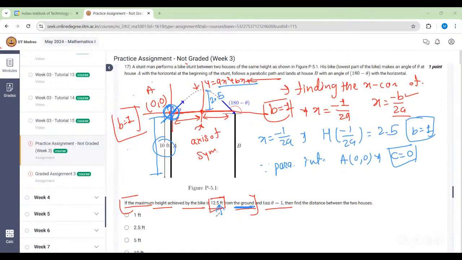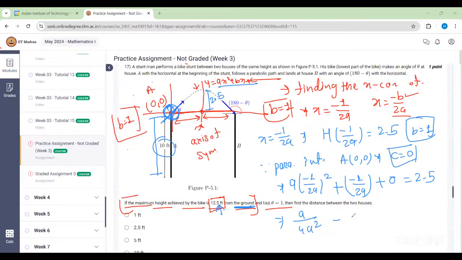So we use this information that h of minus 1 by 2a is 2.5. If I substitute in place of x minus 1 by 2a, I'll get the answer for a. So it means a of minus 1 by 2a the whole square, the value of b is 1, so plus minus 1 by 2a, and the value of c is 0, so plus 0 is 2.5. Now if we solve this expression, what will we get? I'll get a by 4a square minus 1 by 2a is equal to 2.5.